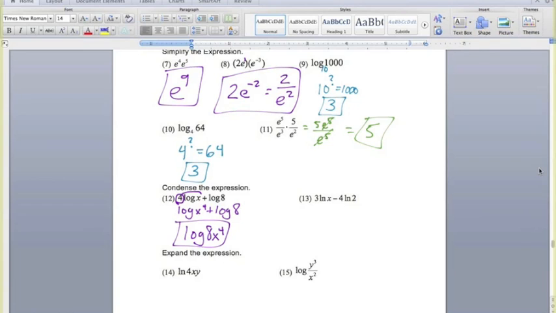Does it matter which way you put the 8? No, if you put x to the 4th times 8, that's fine. We just typically write the constant in the front, but I wouldn't mark it wrong. It's still right the other way.